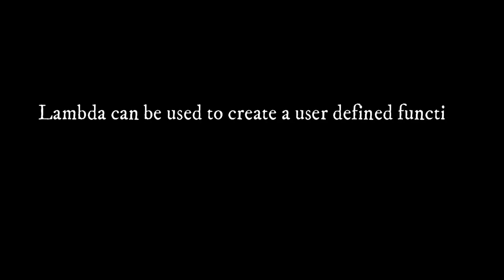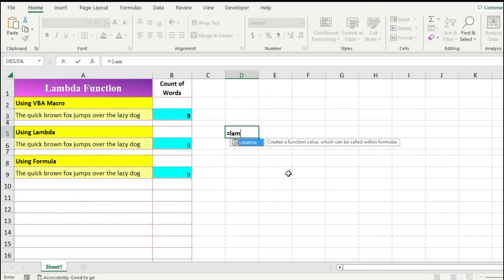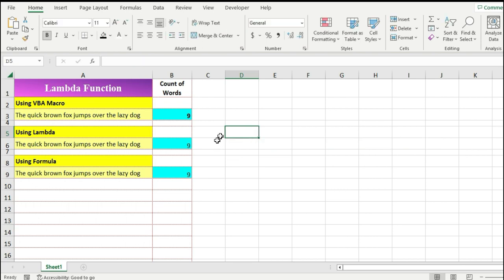Lambda is such a function which can be used to create a user-defined function, and we can use simple to complicated formula in this function. Let's learn. If I type equal lambda and hit tab, it is asking for parameter or calculation. Put a comma. Lambda is asking parameter or calculation, comma, and we get parameter or calculation. Same argument to use in Lambda function. We will follow 3 steps to make it simple.